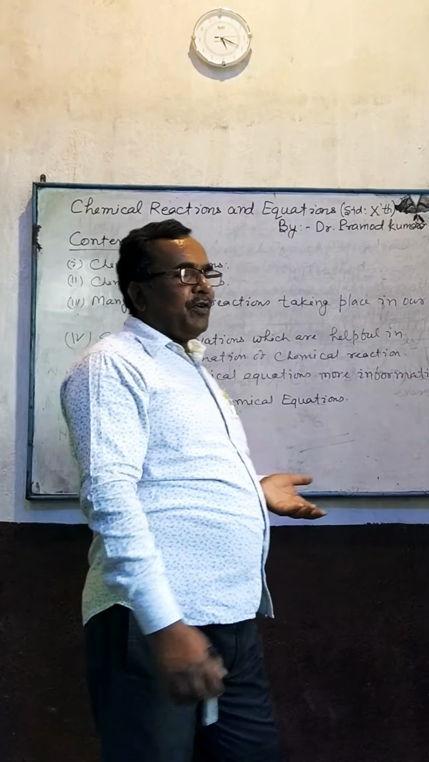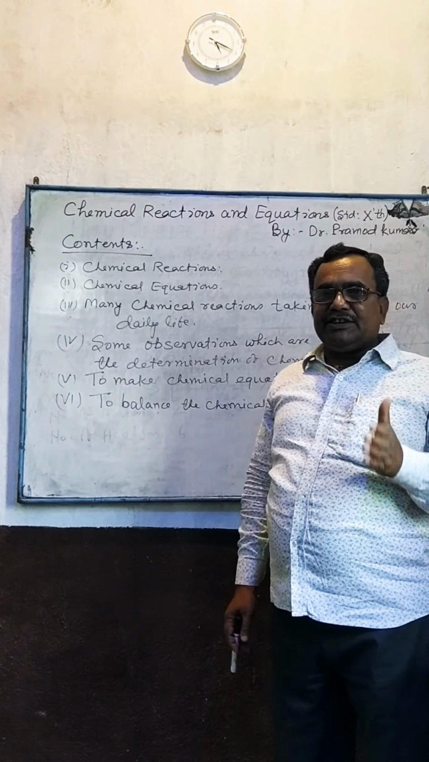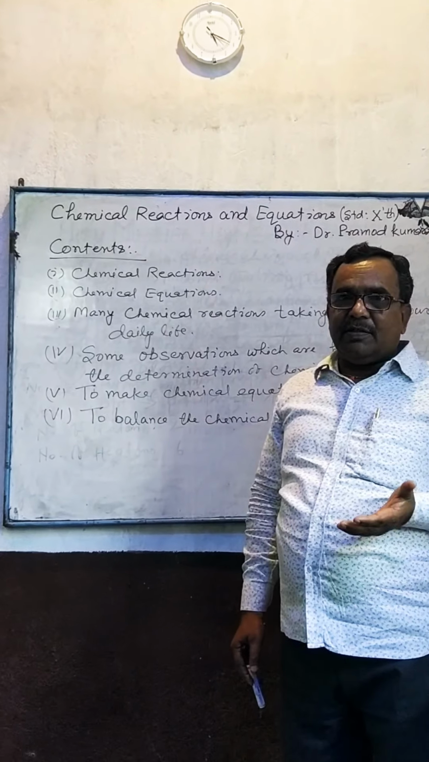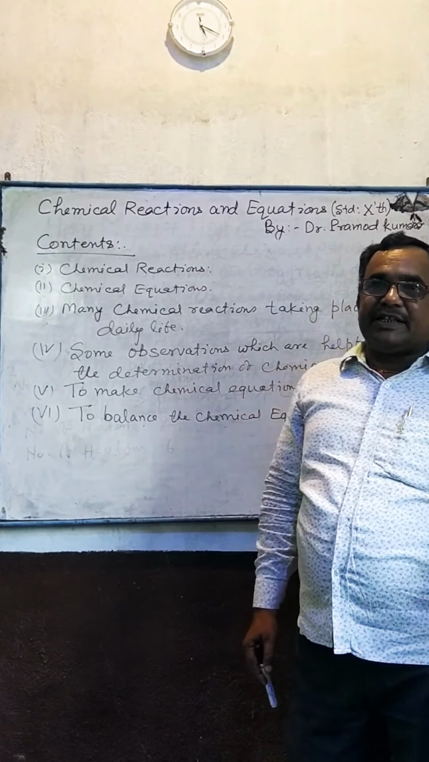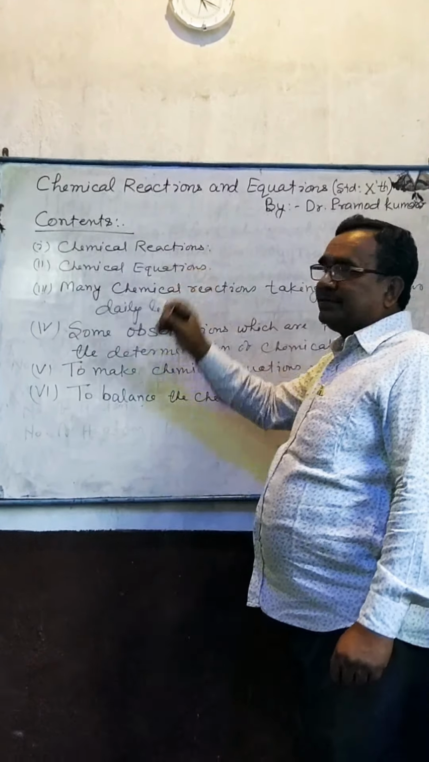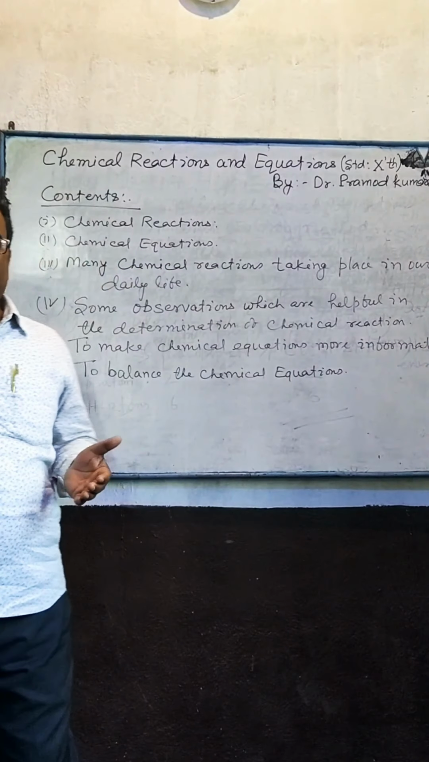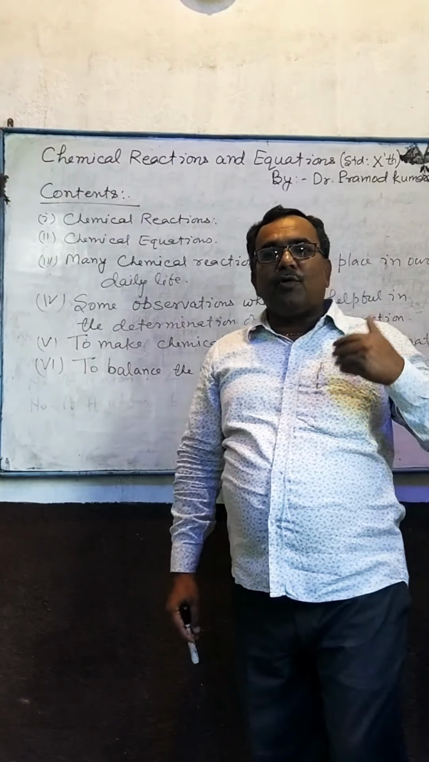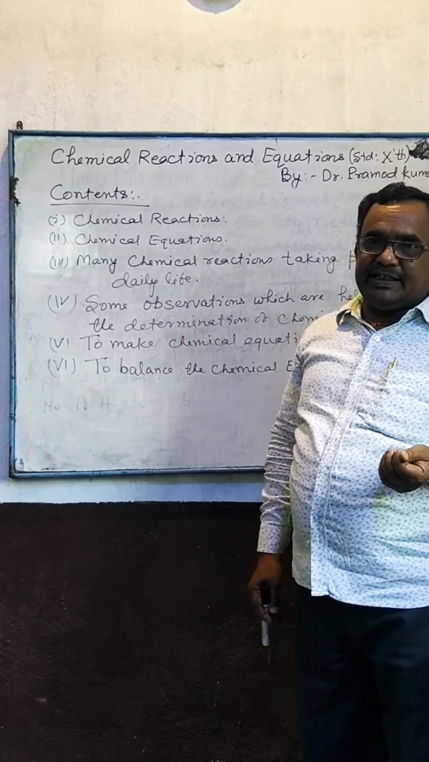Now we have to study the first chapter, that is chemical reactions and chemical equations. In this chapter we have to study why chemical reactions take place, how chemical reactions take place, and the need to balance the chemical reactions. So first of all we have to define chemical reactions. As we know, when one or more substances undergo a chemical change to form one or more new substances with new properties, it is known as a chemical reaction.